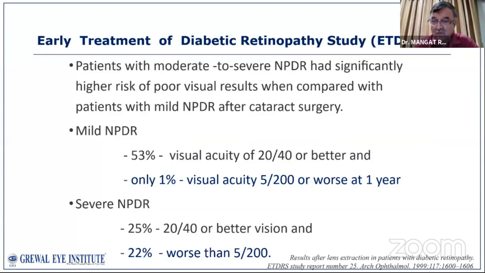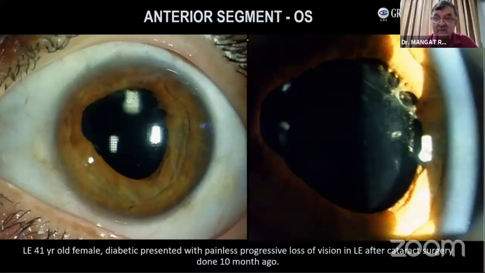I think we knew it right from the ETDRS study in 1999 that if there is a mild NPDR, it may not really lead to worsening. It will do all right, like here it is shown. But in case of a severe or a moderate NPDR, it is going to worsen. So that is very important. I think we had this information right at that time.